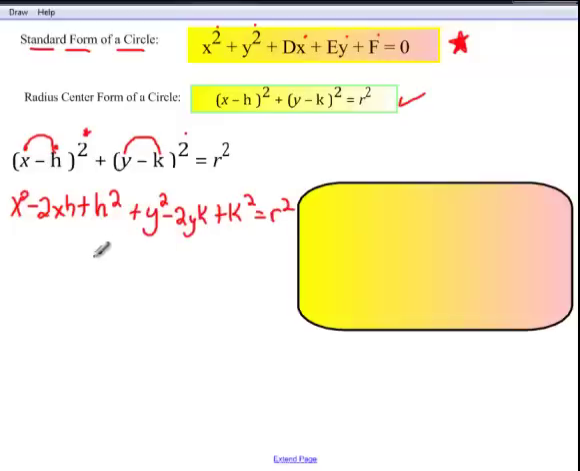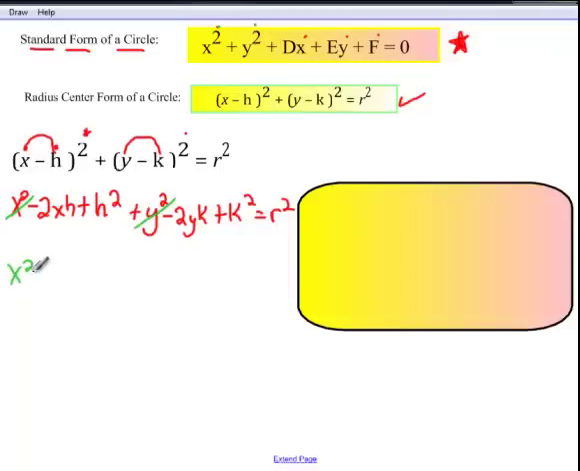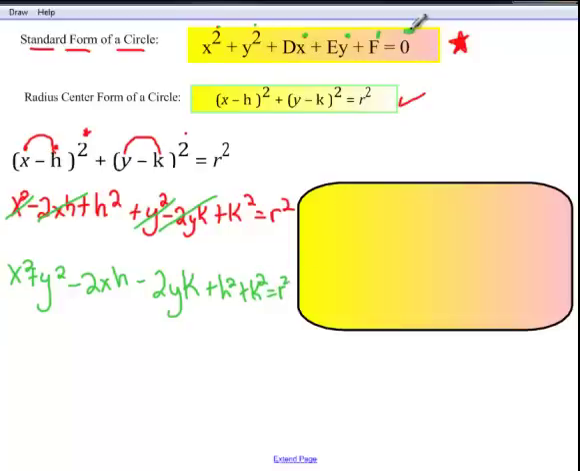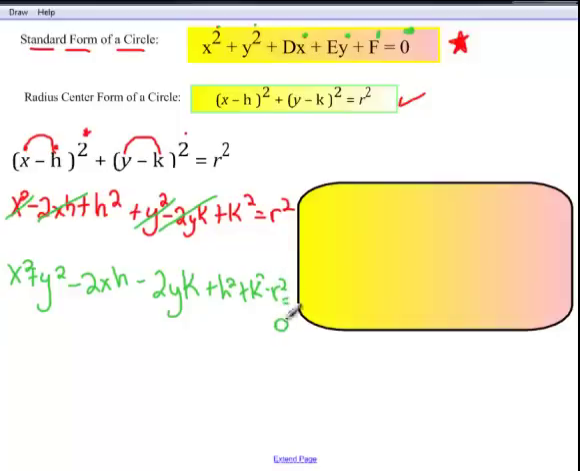Now when I clean everything up and put them in order, because remember I want everything to be in order, I want my x squared and y squared first. Here's my x squared, here's my y squared. Now I want my x and y, so there's my 2xh, and there's my 2yk, and then my f, notice there are no variables there, that's my constant. So what do I have left over here? I have an h squared, a k squared, equals r squared. But notice how this says equals 0? So the last thing I'm going to have to do is take that r squared and move it back over. So that's why minus r squared equals 0.